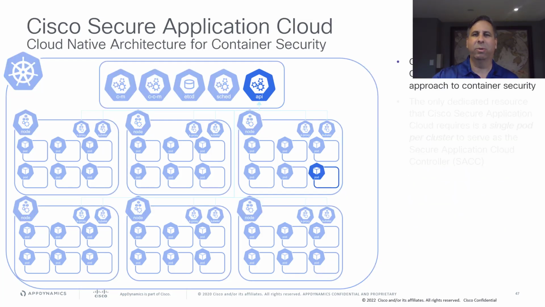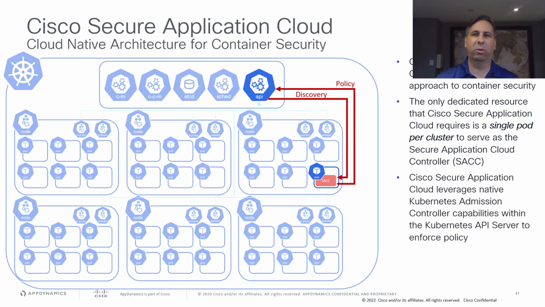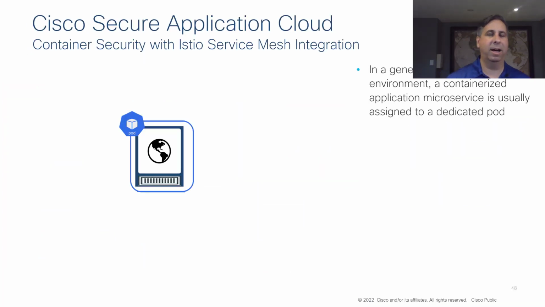In contrast, we leverage native capabilities that are already existing within Kubernetes, specifically the application controller capabilities of the Kubernetes API server. And as a result, the only dedicated resource we need in an entire cluster to run this security solution is a single pod. So that's very lightweight, that's very high performance. Like I say, to enforce a policy, we use these native mechanisms, so it's fully secure and a lot of fantastic capabilities, and it scales, and it's very inexpensive then to the environment.